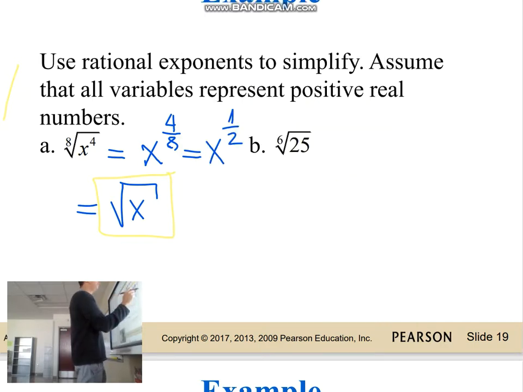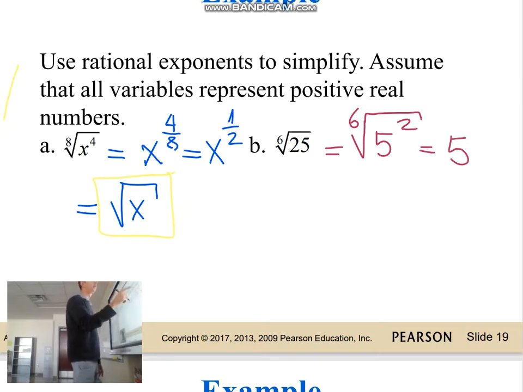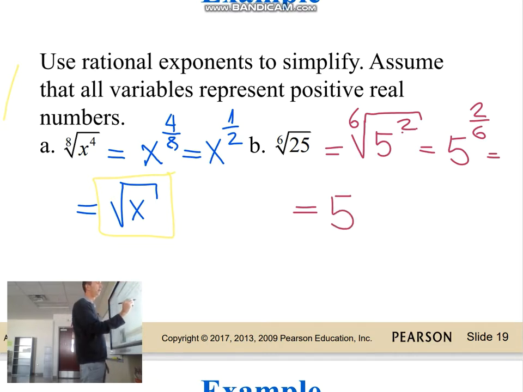Now another example. Let's say we have the 6th root of 25, but we can write 25 as 5 squared, right? 5 squared is 25, and this is the 6th root. And we can write this as a rational exponent: the numerator is the exponent, the denominator is the index of the root. So we have 2 over 6, which is the same as 1 over 3. And this is the cube root of 5.